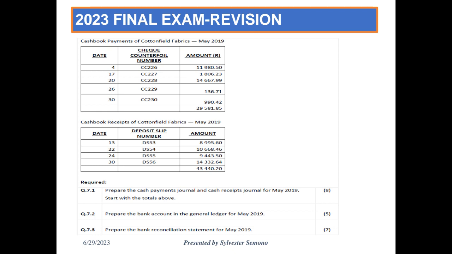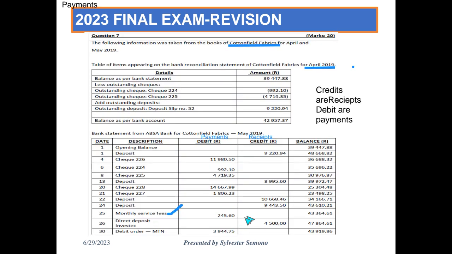I know some of you don't have a paper in front of you, so I want you to go and check with me. Go and check 8,995.60 on the bank statement. Did you find it? 8,995.60 on the bank statement on the credit side. Do you find it? Yes, sir. Thank you so much. We found it.